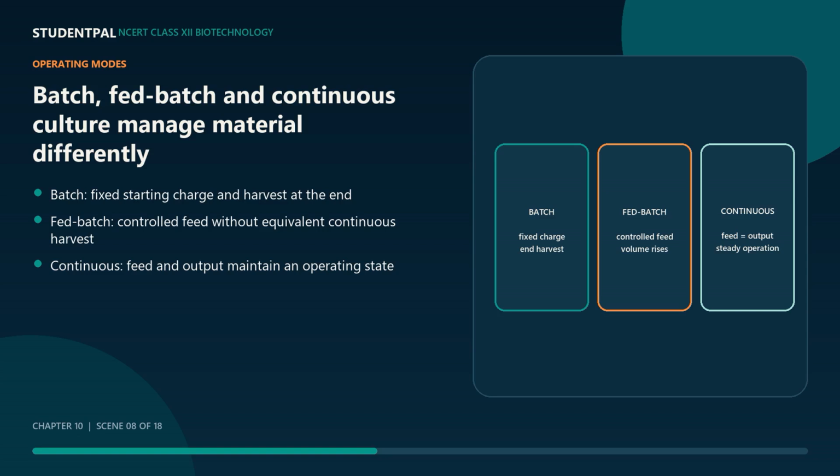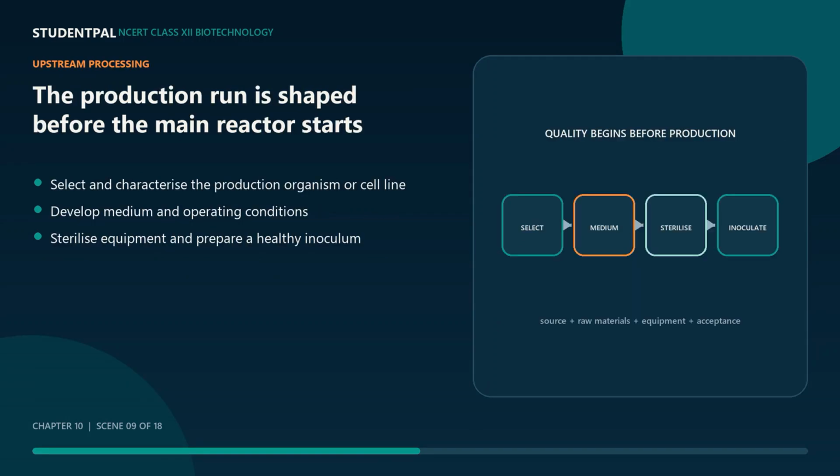Continuous culture introduces fresh medium while removing culture at a matching rate, allowing a controlled operating state when dilution and growth are balanced. Continuous operation can offer steady productivity but requires long-term stability and has greater exposure to contamination or genetic drift. Compare the modes by material flow, control of substrate duration, productivity, operational complexity, and contamination risk rather than memorizing only definitions. Upstream processing includes all work that prepares the biological system for production.